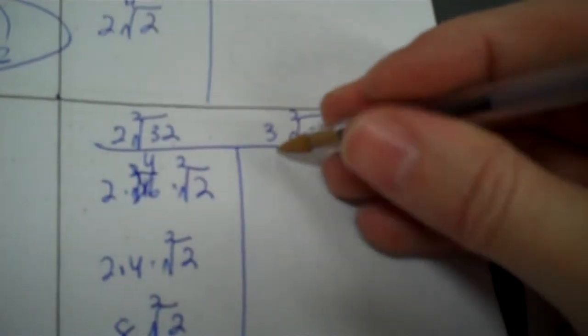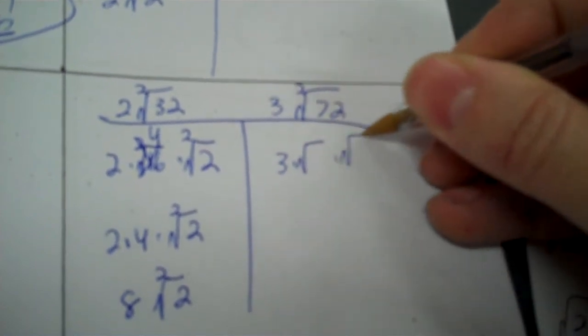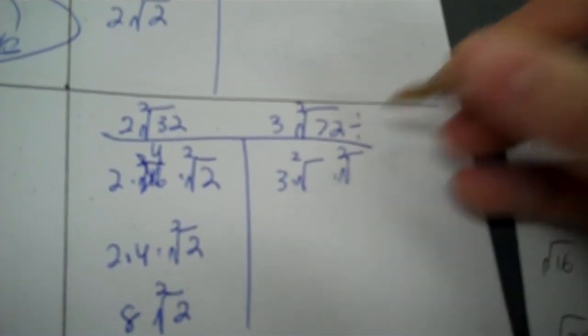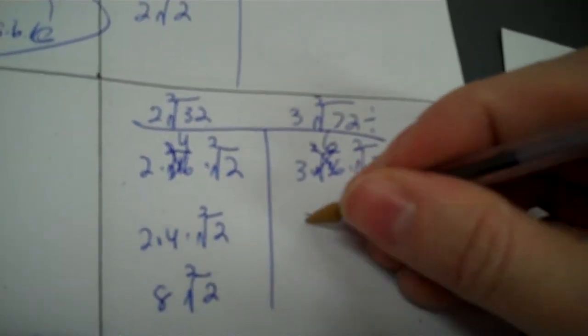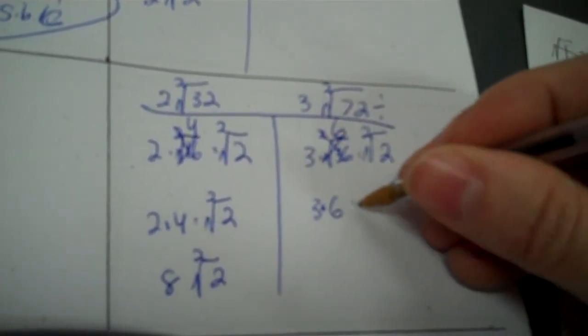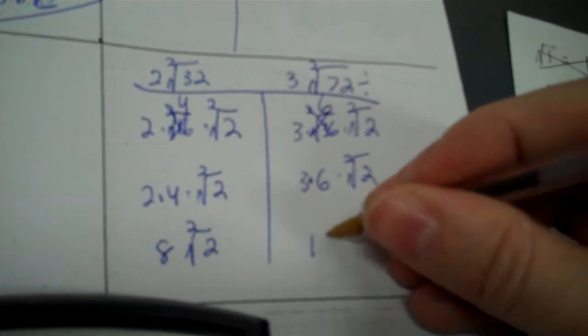All right, now the 3, 72. Okay, line up your 3. Okay, so 72 divided by 64, nope. Divide by 49, nope. Divide that by 36, there we go, 36 and 2. So replace that with 6, so that's going to be 3 times 6 times the square root of 2, so that's 18 with the square root of 2.